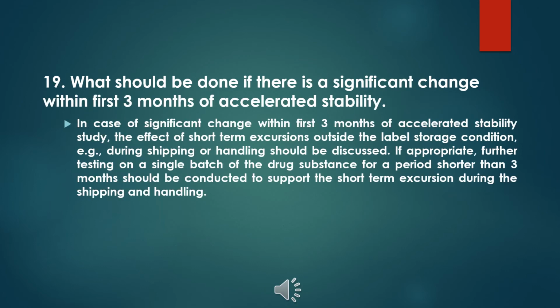Next question, friend. What should be done if there is a significant change within the first 3 months of accelerated stability? In case of significant change within first 3 months of accelerated stability study, the effect of short-term excursion outside the label storage condition, for example during shipping or handling, should be discussed. If appropriate, further testing on a single batch of the drug substance for a period shorter than 3 months should be conducted to support the short-term excursion during the shipping and handling.